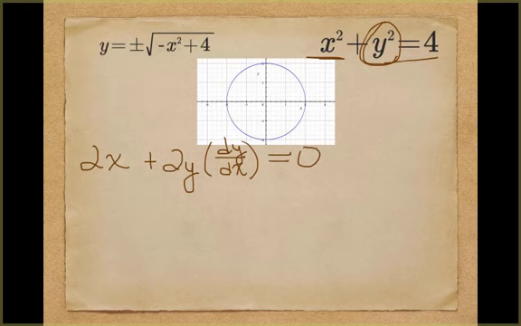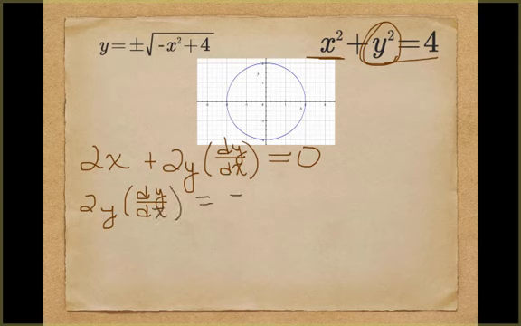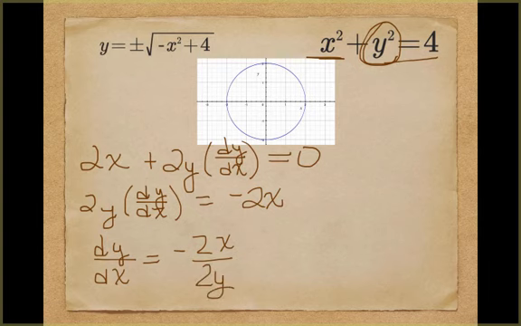Now what we want to do is get the dy dx term by itself. So the first thing we're going to do is subtract the 2x, so I have 2y dy dx equals negative 2x. Then I'm going to divide by the 2y, so I have dy dx equals negative 2x over 2y, or negative x over y.